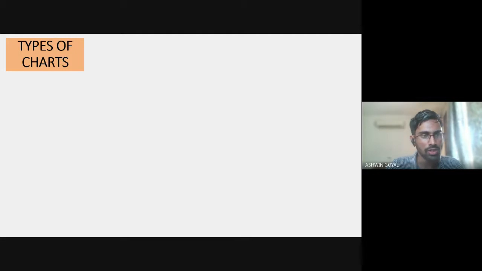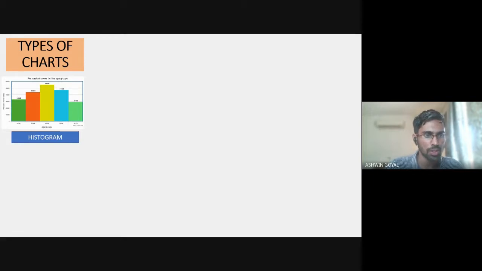What are the types of charts that are commonly used? First one is histogram. Now this is basically when you have the frequencies of something, and you know that this particular thing is occurring this many times, right? For example, in this case, we have the age groups and we have the per capita income. So for example, the 45 to 54 age group has approximately 55,000 per capita income in US dollars. Similarly, for various age groups, so we have per capita income for 5 age groups, right?